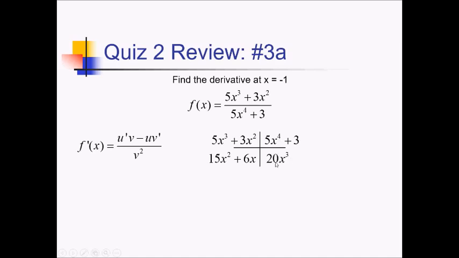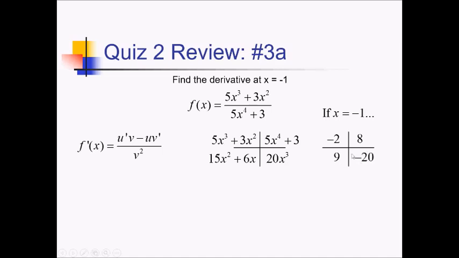Now, before I organize all this and put it back in and plug in negative 1, it's actually easier to just plug in negative 1 inside the box. So if x equals negative 1, here's what each component of this formula is going to end up looking like. So in the upper left, plugging negative 1 in here, this is going to be negative 5 plus 3, so negative 2. In the upper right, this is just going to be 5 times 1 plus 3, so 8. Lower left, this is going to be 15 minus 6, so 9. And in the lower right, this ends up being negative 20.